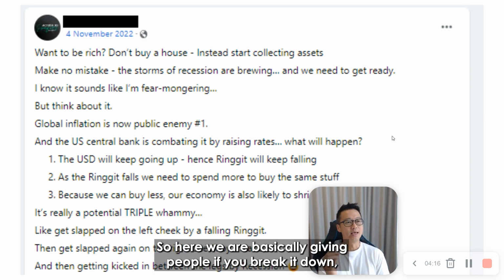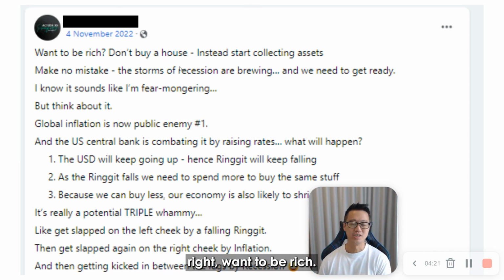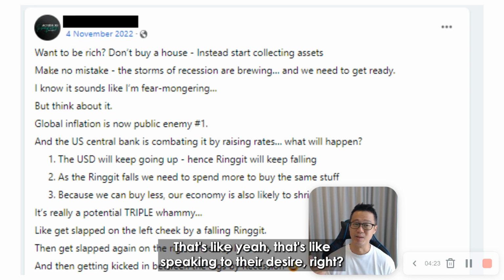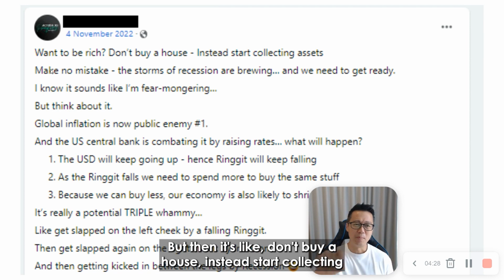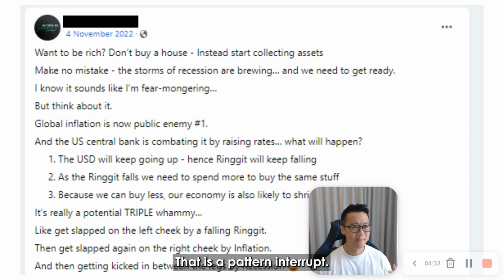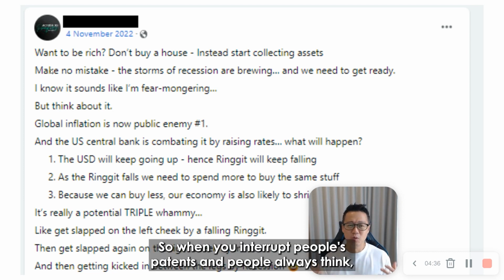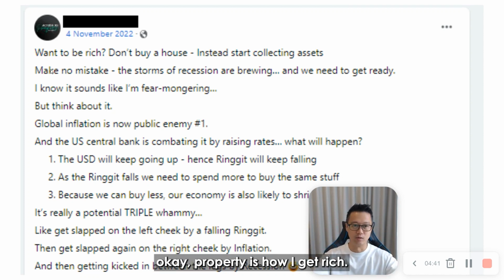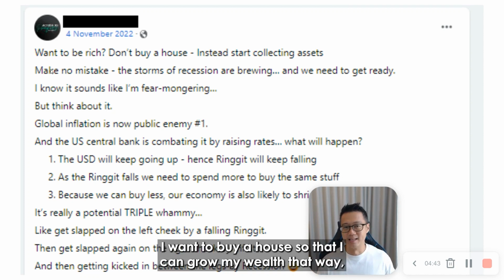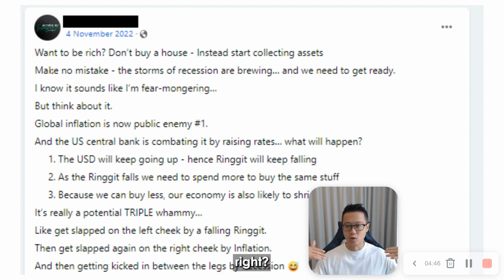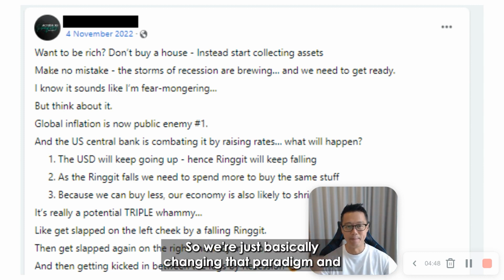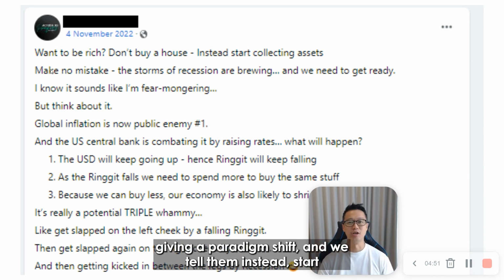So here, if you break it down, "want to be rich" is speaking to their desire. But then "don't buy a house. Instead, start collecting assets" is a pattern interrupt. When you interrupt people's patterns, people always think, okay, property is how I get rich. I want to buy a house so that I can grow my wealth that way. So we're changing that paradigm and giving a paradigm shift.